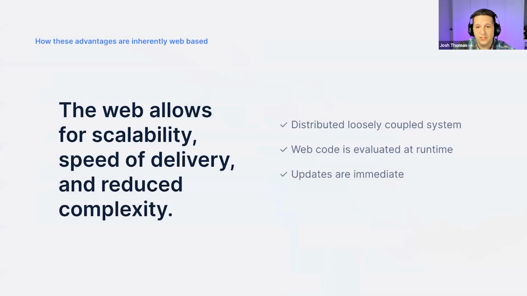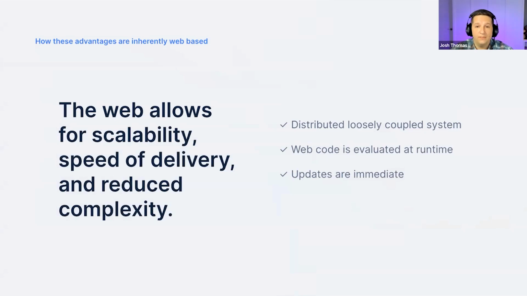The web allows for scalability, speed of delivery, and reduced complexity. It's a distributed, loosely coupled system. The web is defined by a set of specifications and standards on how content is created, and how browsers should view that content. As long as you adhere to these, you can design a system that has pieces that operate independently, but can depend on each other.